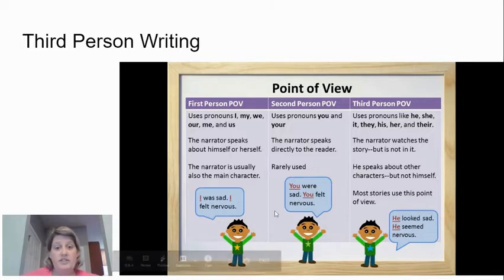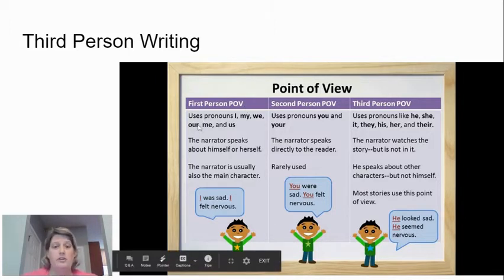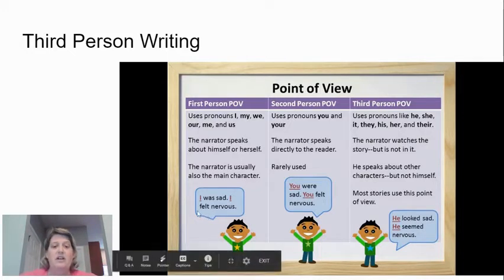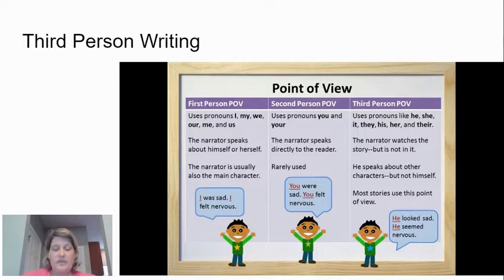The two other points of view: first person point of view uses pronouns like I, my, we, our, me, and us. The narrator speaks about himself or herself. The narrator is usually also the main character. They may say, I was sad. I felt nervous. Many biographies are written in first person point of view.